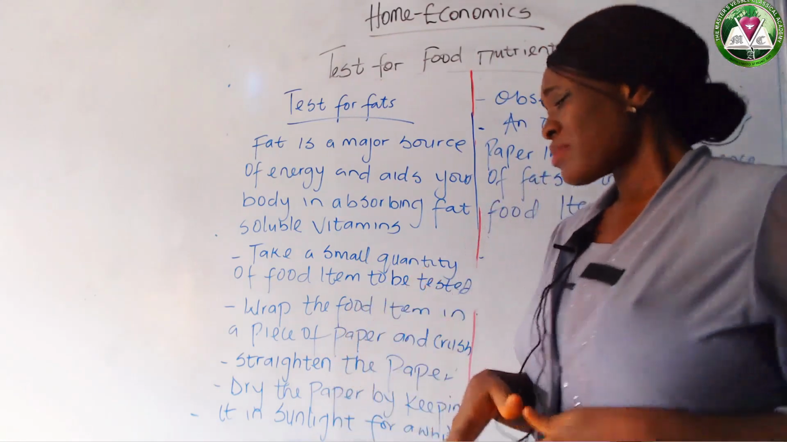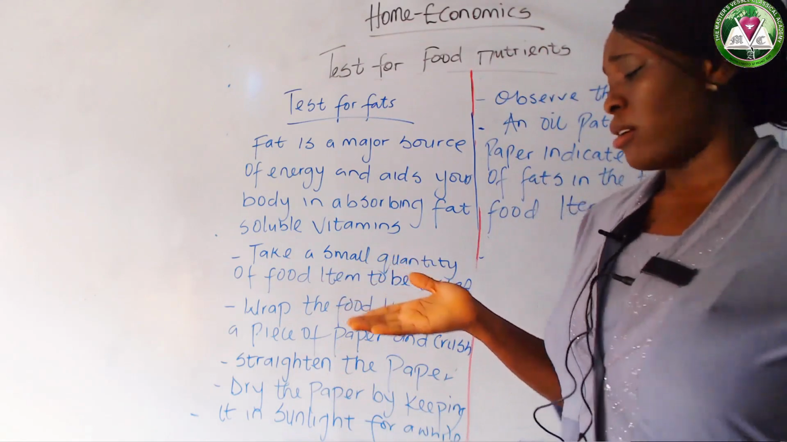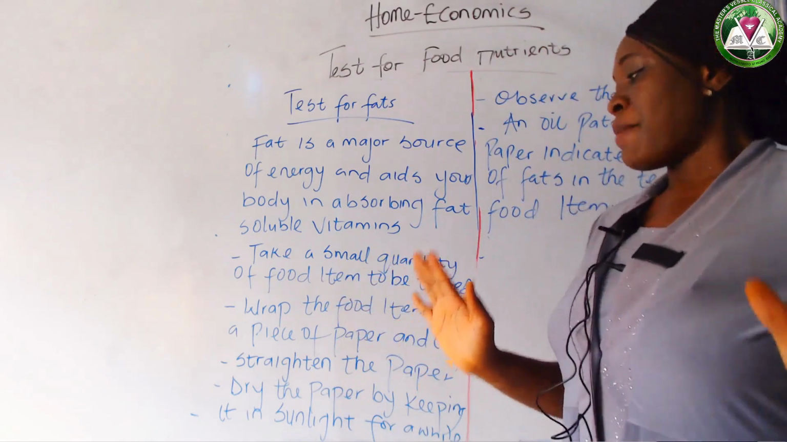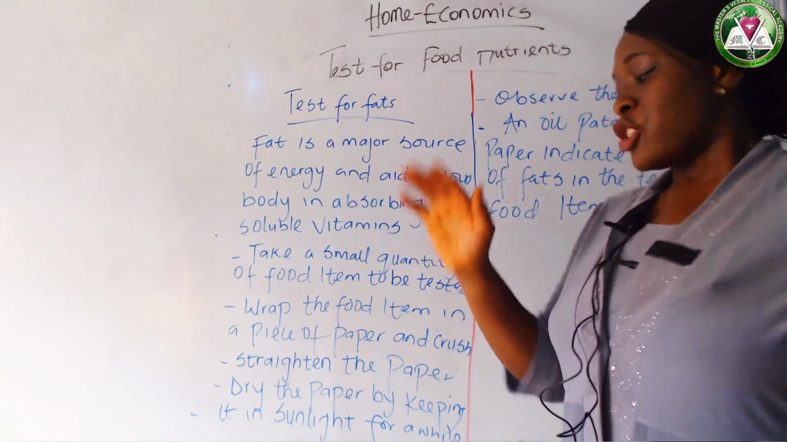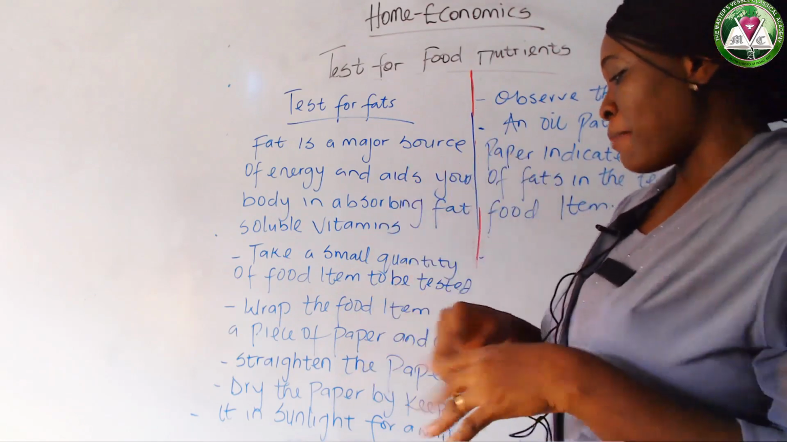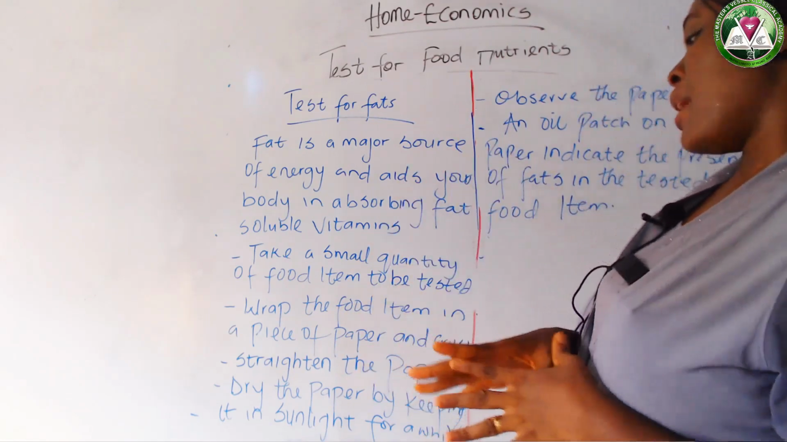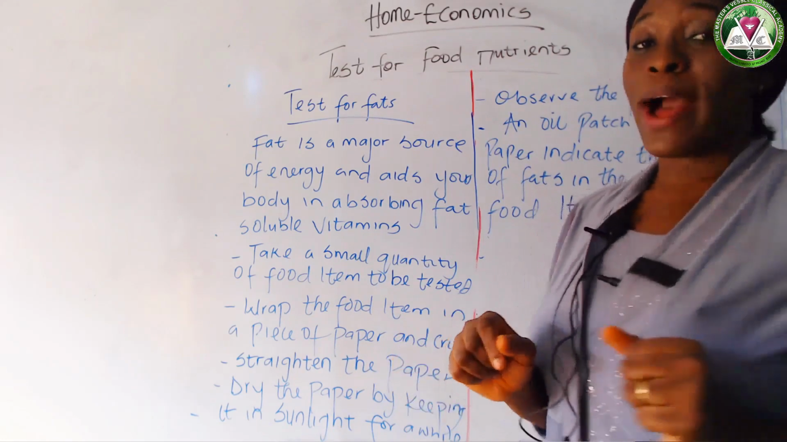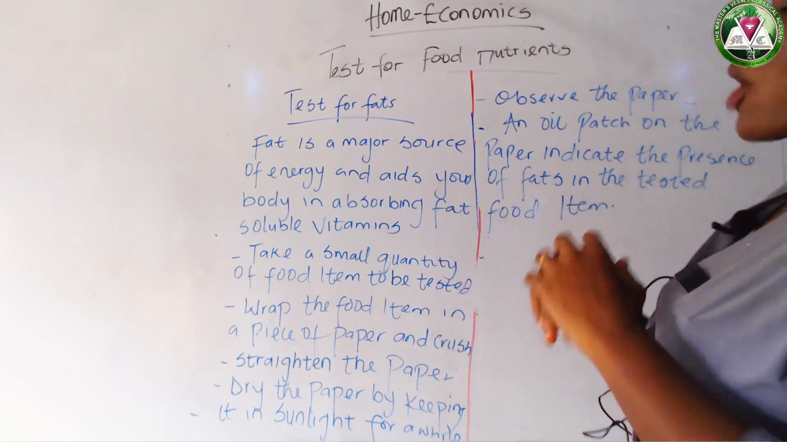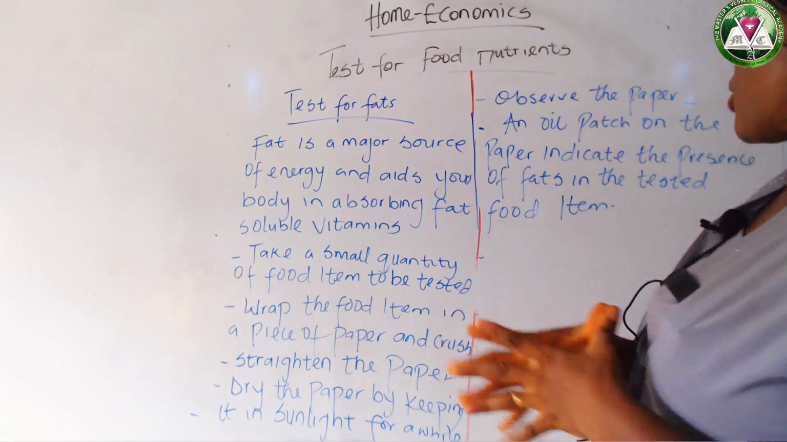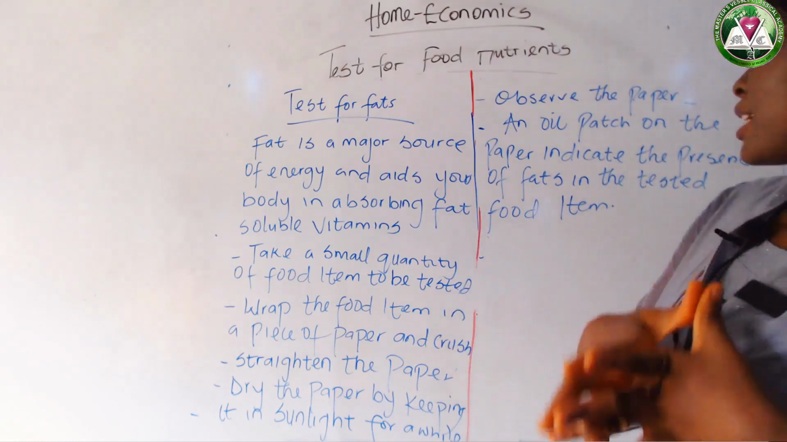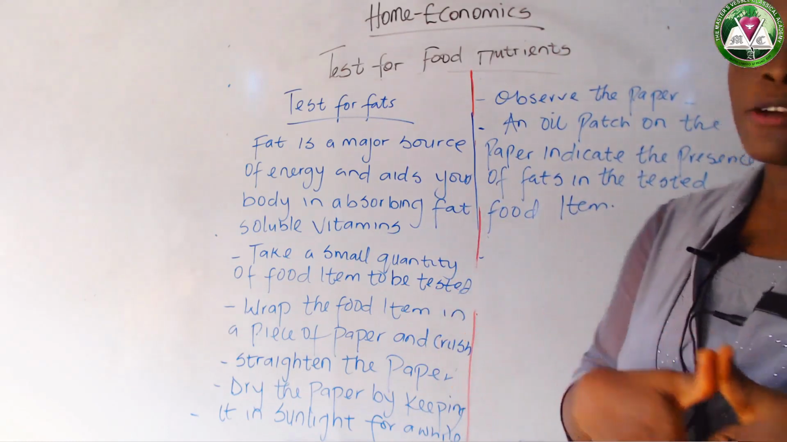Crush it. You straighten the paper, okay? Wrap the food item in a piece of paper and crush it. Straighten the paper. You dry the paper by keeping it in the sunlight for a while. Are we together? Then you observe the paper. An oil patch on the paper indicates the presence of fats in the tested food item.